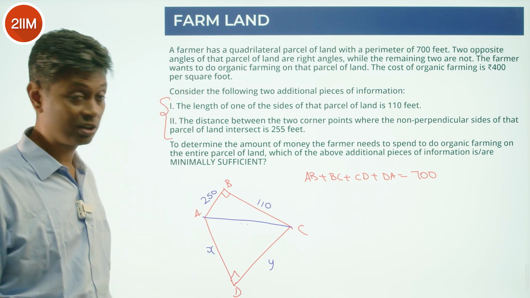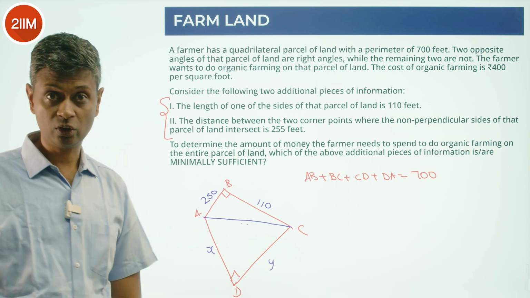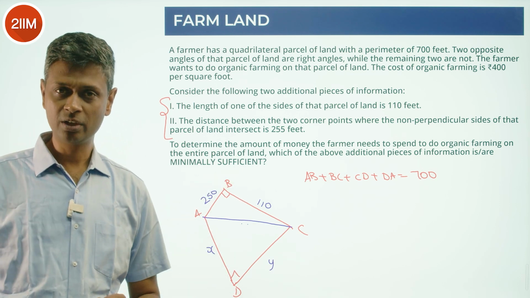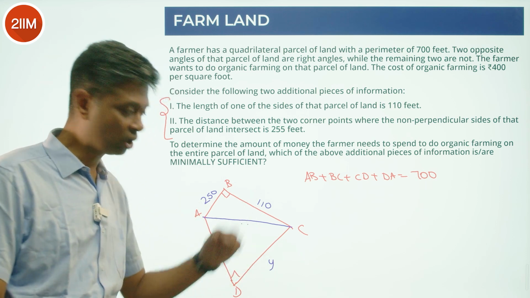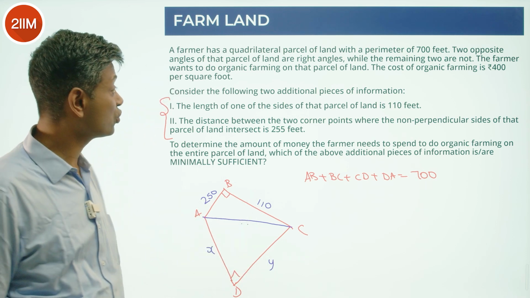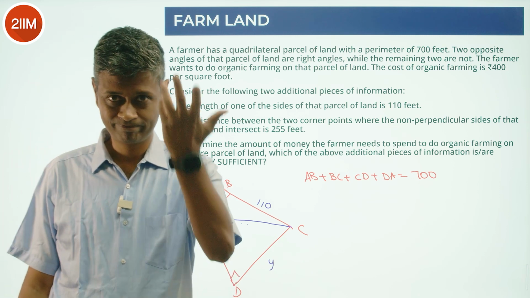I could put this as 260, I'll get another combination. I could put this as 230, I'll find another combination. For some range, I won't get a combination, but I know that for a bunch of values, I can solve for x and y. And so statement 1, standalone, not sufficient.